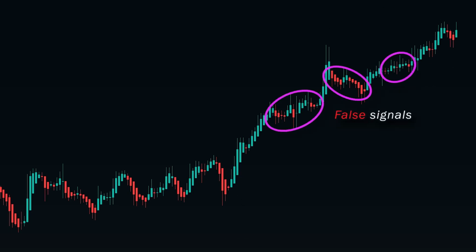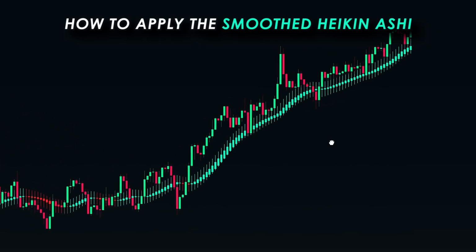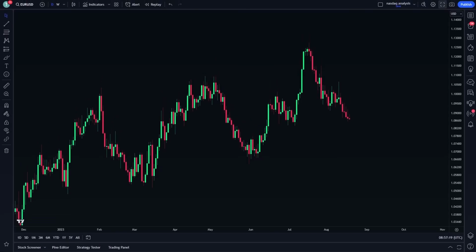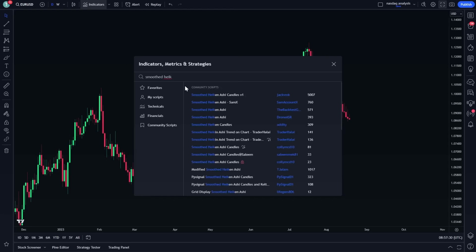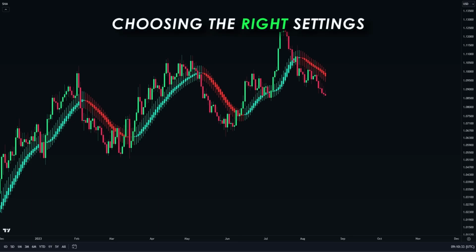Now, I'm going to show you how to apply the Smooth Heiken Ashi indicator onto your chart. So, you can use any charting platform, but the one that I'm using is tradingview.com. Next, go to the indicator section, type in Smooth Heiken Ashi, and there, you can choose any one of these different options.